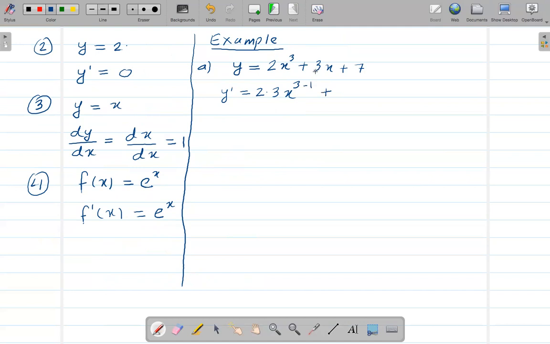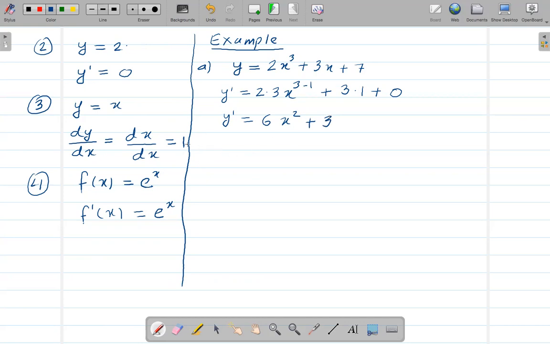Again, this 3 is attached with this x. So in this case, again, 3 will stay there. And when you take the derivative of x, this is simply 1. So just 1. Plus the derivative of 7, which is just a number. When you take the derivative of just the constant or just the number, it's 0, right? So it's 0. That means the derivative we get is 6, because 3 times 2 is 6, x to the power 2 plus 3.